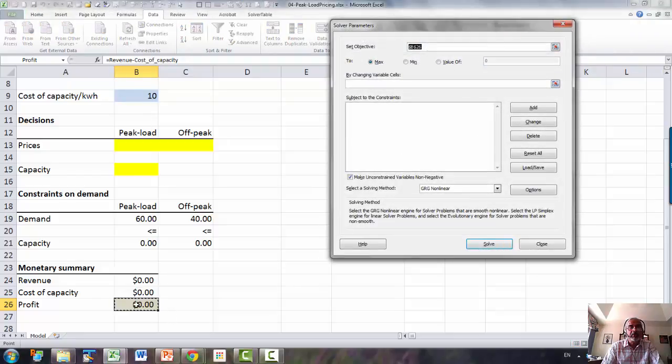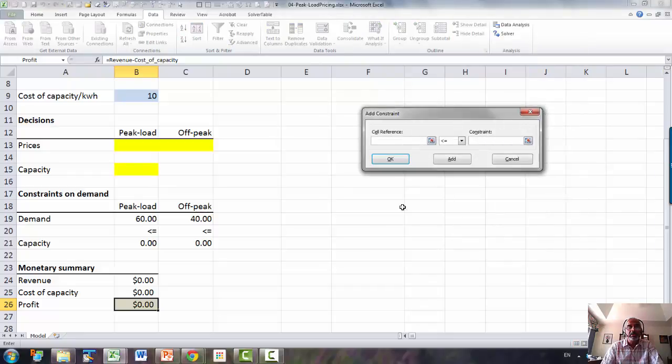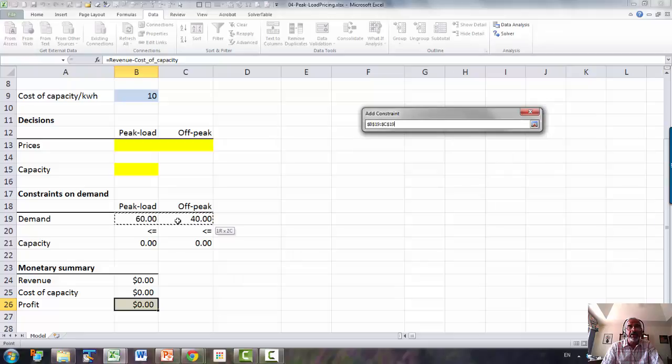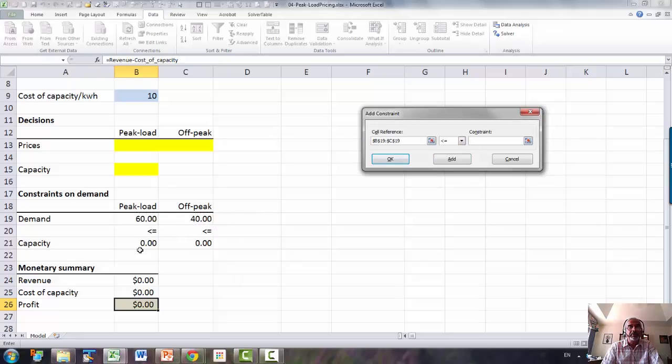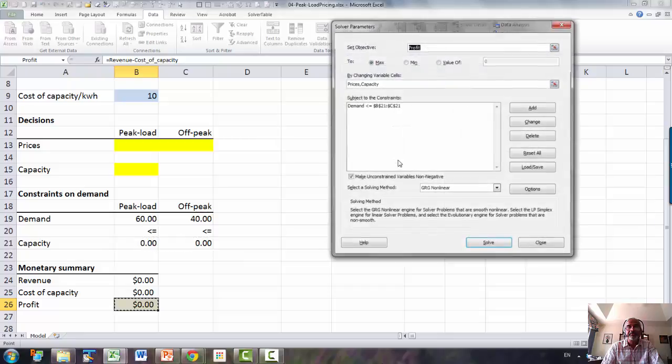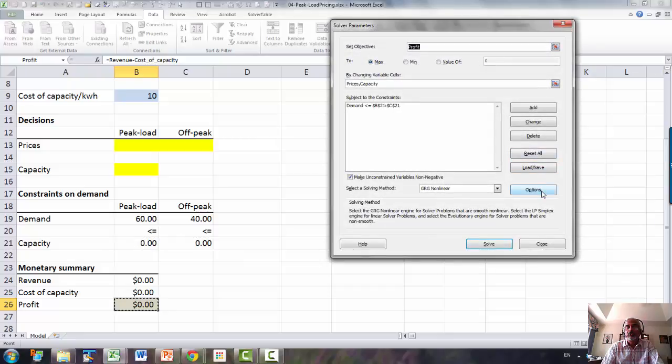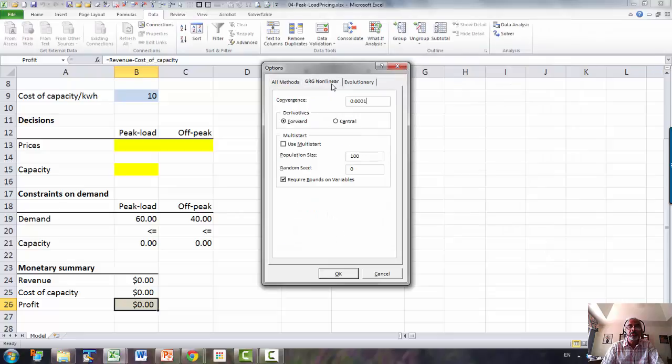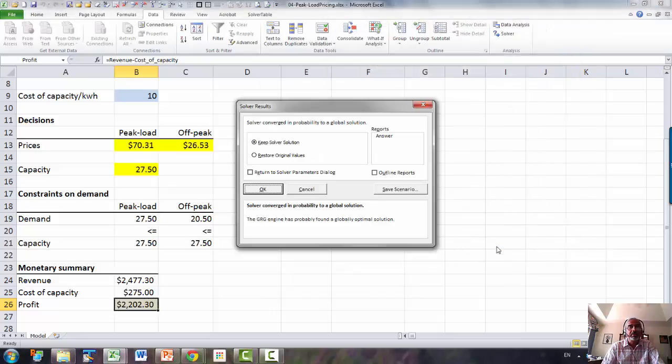So go to Solver, profit, maximize. We have the prices and the capacity. Okay, now we need to add the constraint. The constraint will be demand less than or equal to capacity. So let's go to options. GRG Nonlinear, uncheck this, use multi-start, and solve.